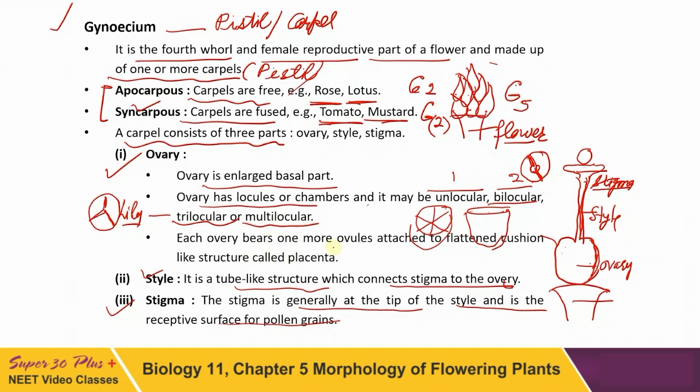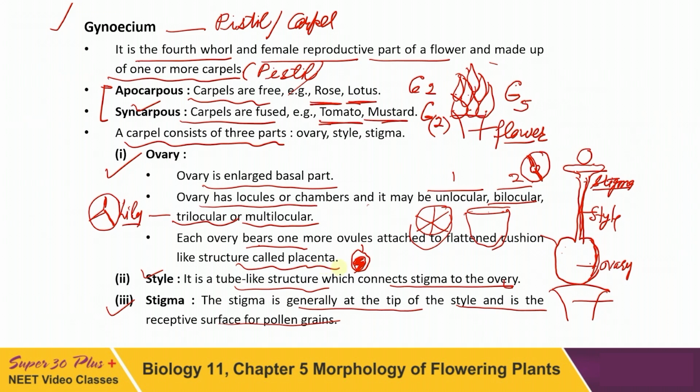Each ovary bears ovules. Ovules may be 1. In case of mango, this is the mango ovary. So how many ovules are there in this? Only 1 ovule in mango. Or there may be many more. In case of tomato, there are numerous ovules, and the ovules are attached to the wall of the ovary with the placenta. Is it right?